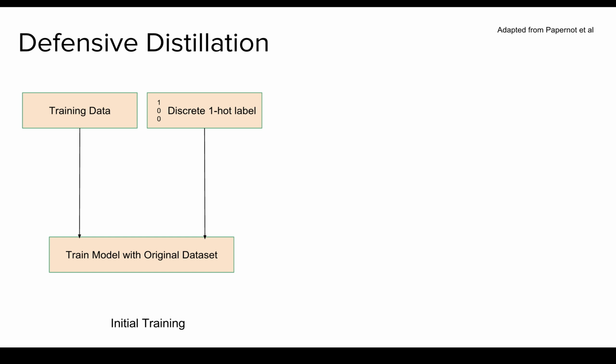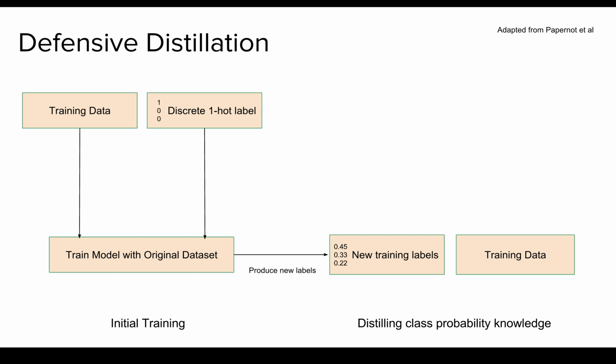The second one is called defensive distillation. This involves training a model in the usual way, then relabeling the training dataset using class scores encoded in a vector for each data point in the training set. And then we use the relabeled dataset to retrain this model.